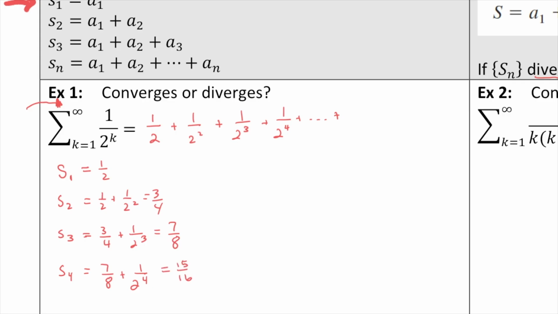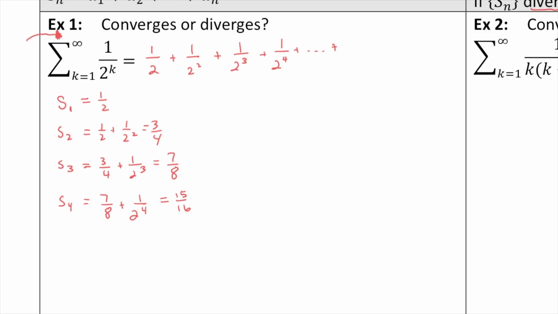Now at this point, hopefully you've recognized a nice pattern, because we're really interested in Sn. So when you take a look at your numerator and compare it to your denominator, did you notice that it is 1 smaller? So we could rewrite the numerator as 2 to the n minus 1 divided by 2 to the n. Or we could have 1 minus 1 over 2 to the n.